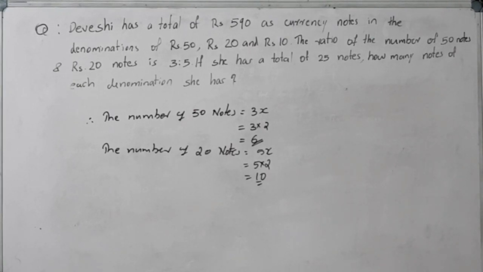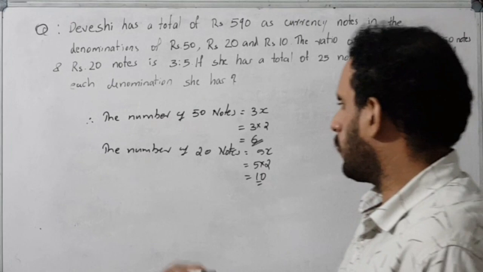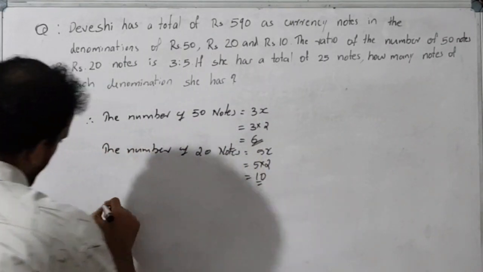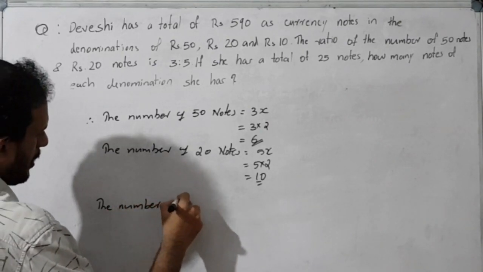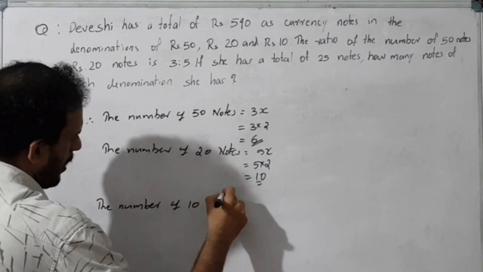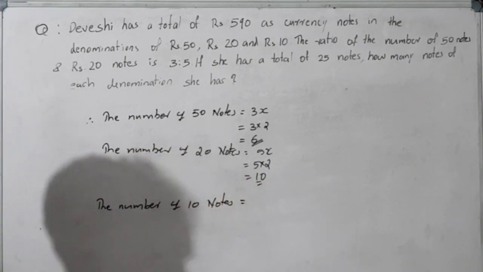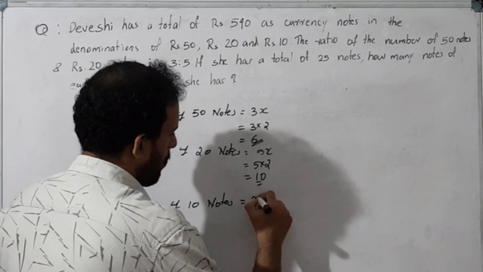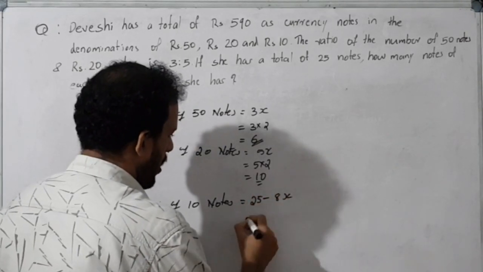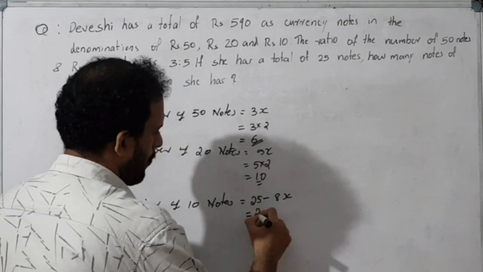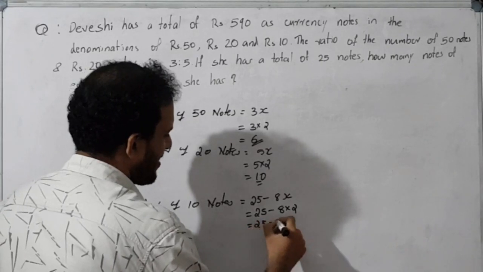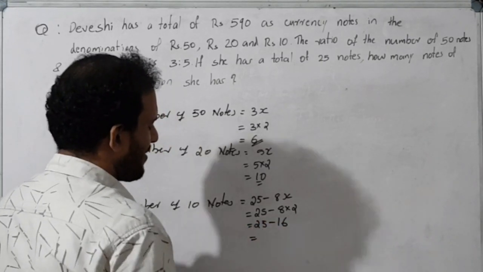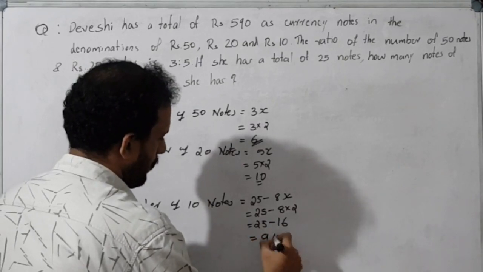She has 10 twenty rupee notes, correct? Then what is next? The number of 10 rupee notes. Then how many 10 rupee notes? That one is 25 minus 8x. Then what is that? 25 minus 8 into 2, that is 25 minus 16. What is 25 minus 16? That one is 9. Okay.